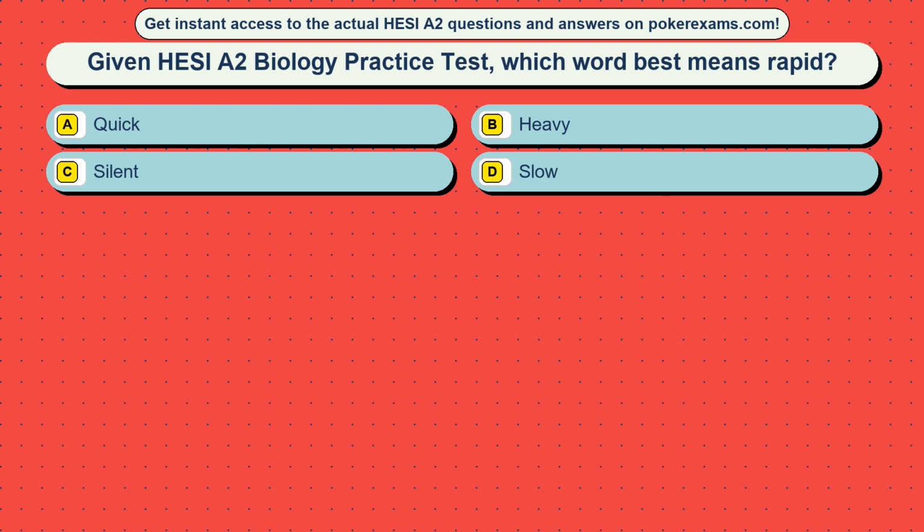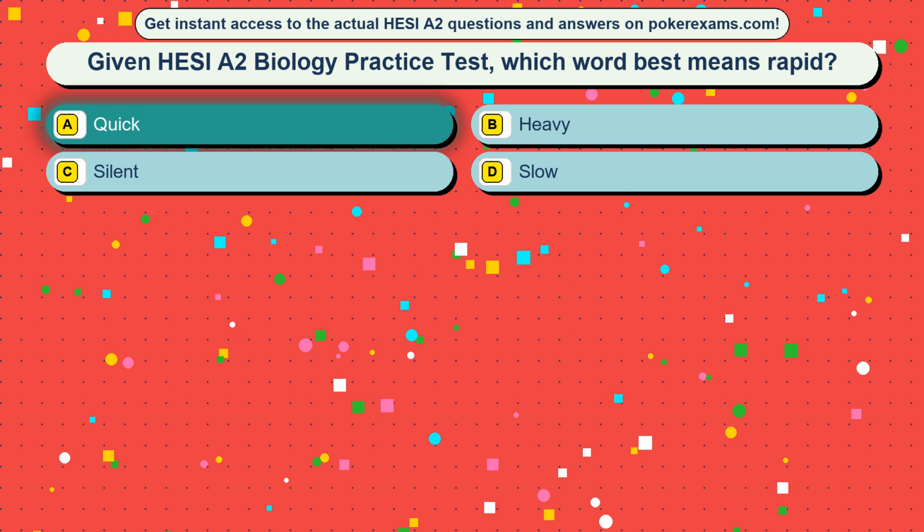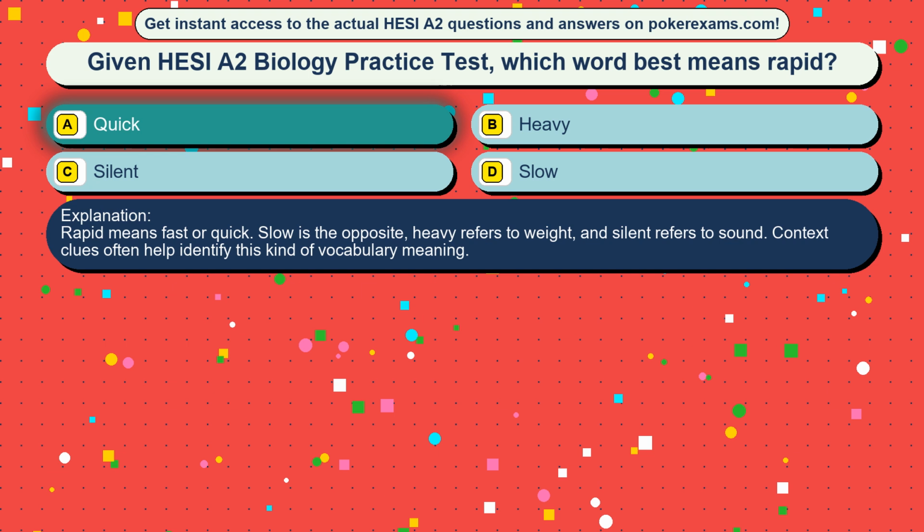Option C, silent. Option D, slow. The correct answer is option A, quick. Rapid means fast or quick. Slow is the opposite, heavy refers to weight, and silent refers to sound. Context clues often help identify this kind of vocabulary meaning.